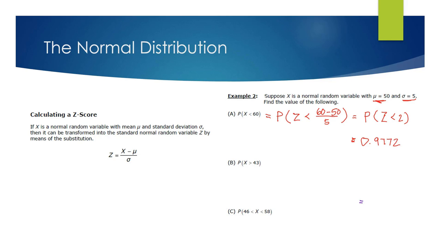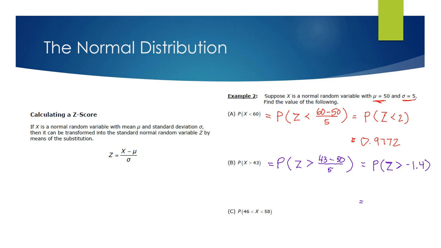Now try the same thing with the probability of x being greater than 43. This one's a little bit trickier. Well, there are two ways you could actually handle this circumstance. But the first thing I'm going to do is translate this into a z-score situation. So I'm actually looking for the probability that z is greater than 43 minus 50 over 5, which means that z is greater than negative 1.4.